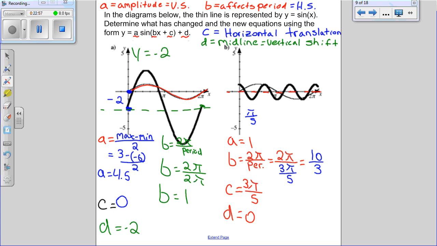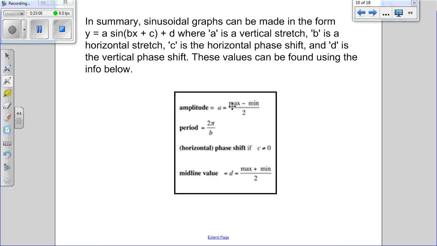All right. The formulas for all that are right here. So if you're trying to figure out horizontal phase shifts and stuff like that, it's all there. This is just a review of everything that we just did.